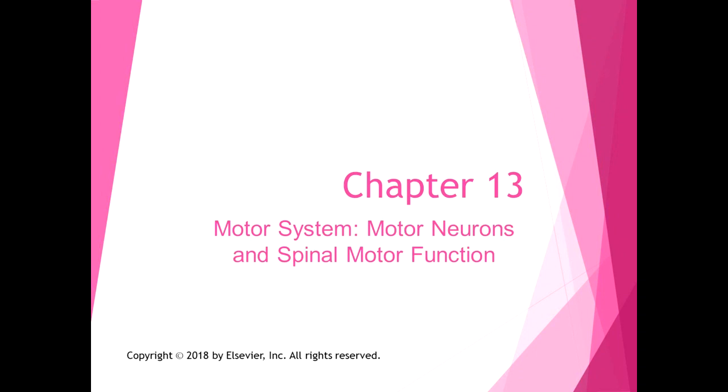We are going to start talking now about the motor system. In this first part, Chapters 13 and 14 are much like Chapters 10 and 11, where we talked about the somatosensory system, peripheral and central. Chapter 13 is the peripheral part of the motor system, and Chapter 14 is the central part of the motor system.